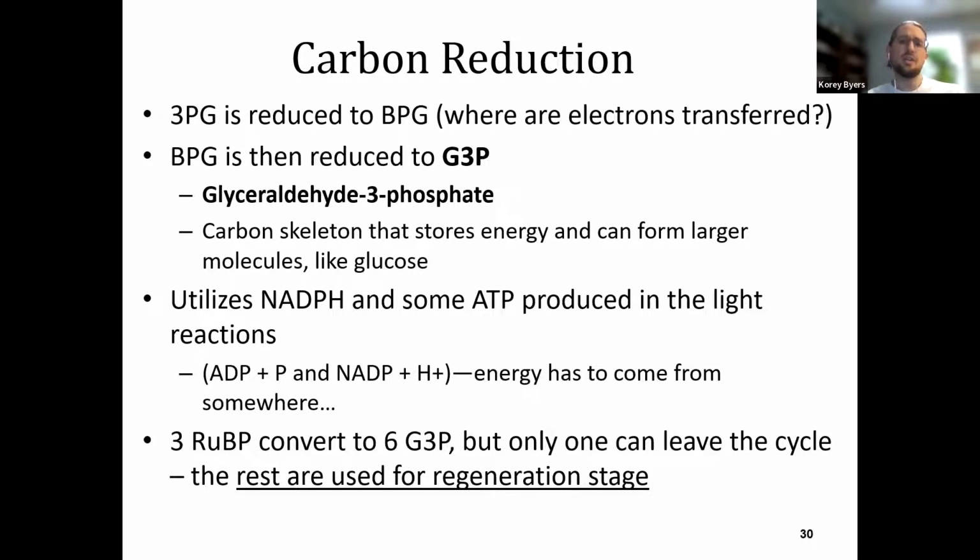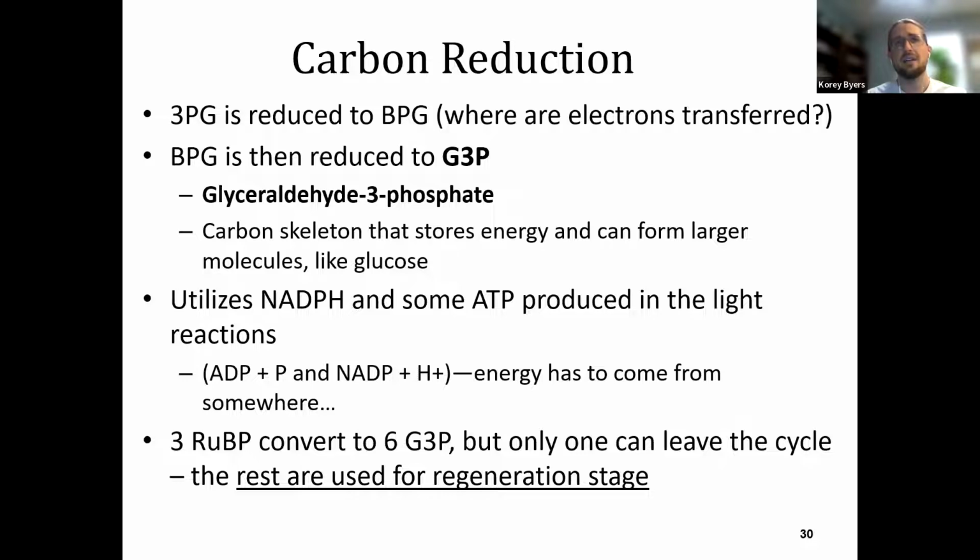So that 3-carbon molecule is reduced to something we call BPG from the NADPH that we just created. And we can reduce it again from ATP and make glyceraldehyde 3-phosphate, or G3P. This is a carbon skeleton that can store energy, and we can form big molecules like glucose. We can make amino acids, we can make lipids, we can make fructose. There's a lot we can make from G3P. Glyceraldehyde 3-phosphate is a big, large carbon organic molecule that we can use to make a bunch of other stuff.